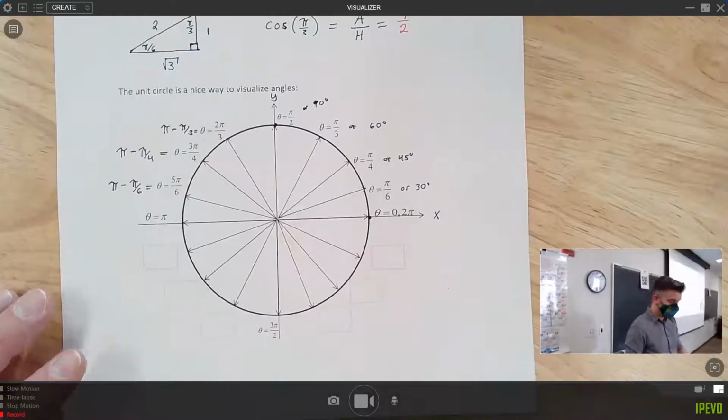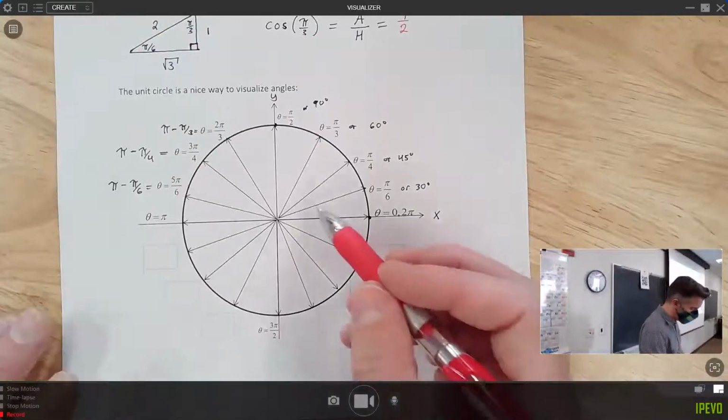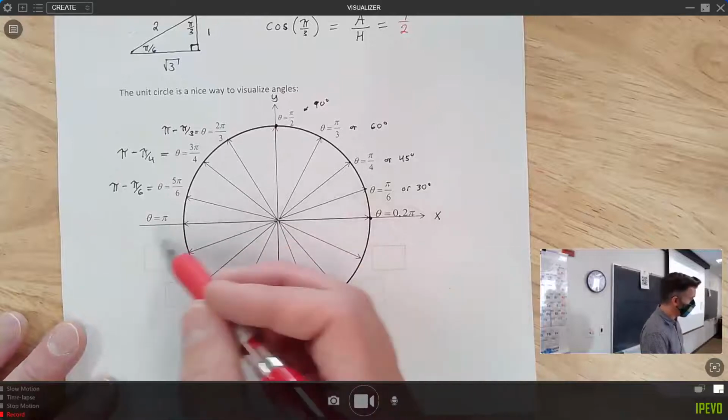Here's what I want you to see. When we're talking about these angles, it's the x-axis that matters. The y-axis, we could care less. What I mean by that is we are always measuring angles to the x-axis, if that makes sense. Usually to the positive, although sometimes this x-axis over here is important.